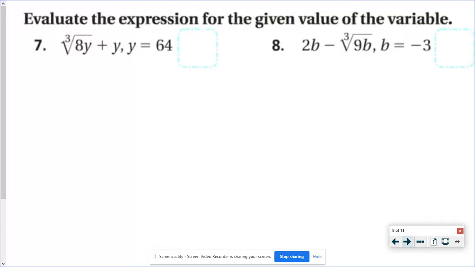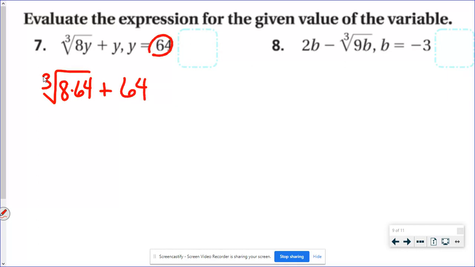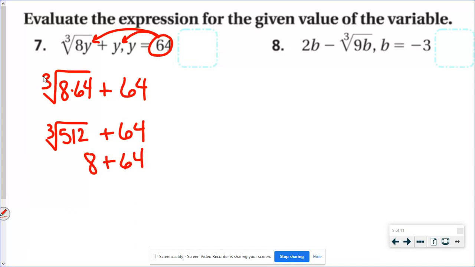Again, doing some substitution here, I would have the cube root of 8 times 64 plus another 64, because this y is going to go in here and right there. So 8 times 64 is 512, which is a nice number for us, because the cube root of 512 is going to be 8, plus 64 gives me 72.